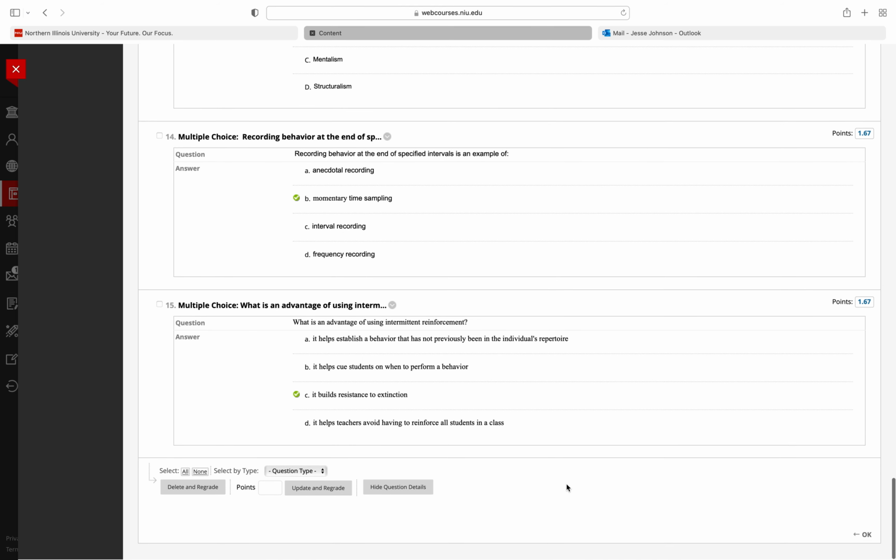And the last one, what's the advantage of using intermittent reinforcement? It builds resistance to extinction. I don't believe anybody missed that, but if you look at the other answers, they don't make sense. I don't remember anybody missing that one. I may be wrong, but that is the point of intermittent reinforcement: the behavior will persist for longer in the absence of reinforcement, and that's why we fade reinforcement once we teach.